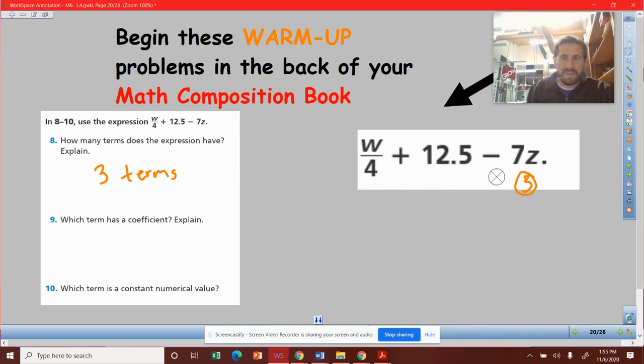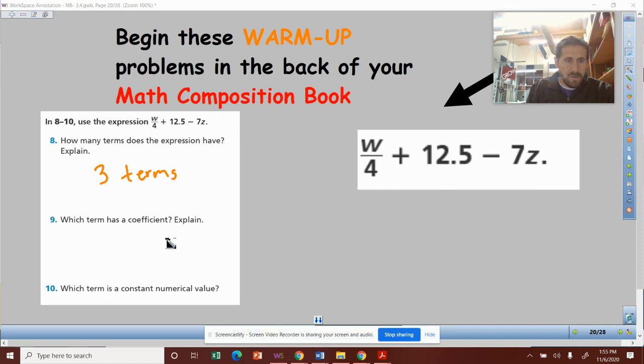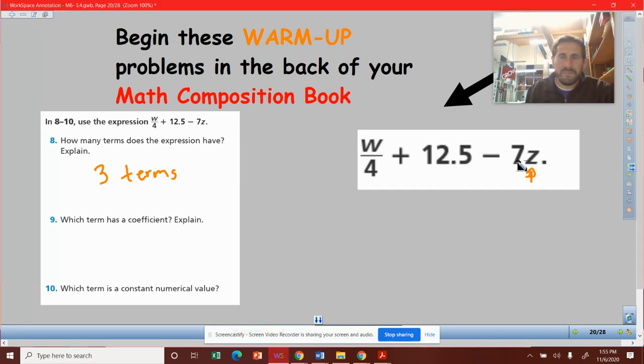Which term has a coefficient? So which of these 3 terms has a coefficient? In order to have a coefficient, you must have a variable. So here we have a variable z. Its coefficient is this 7, or some people see it as a negative 7. So which term has a coefficient? 7z has a coefficient. Does this one have a coefficient?